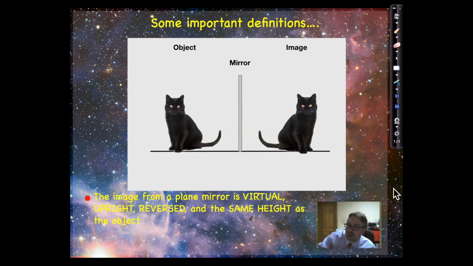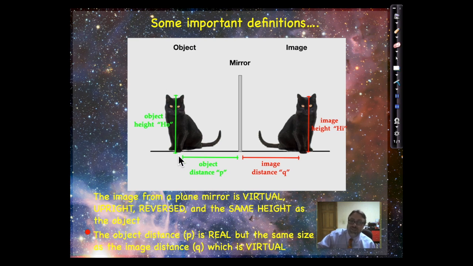So some important definitions of what we say. We say that the image from a plane mirror is virtual, upright, reversed, and the same height as the object. That's a lot of vocab. Let's cover it a little bit at a time. First off, the easiest one is the height. The measured height of the object we label with HO for height of the object. The image on a flat mirror, a plane mirror, always appears to have the same height as my object. So the height of the image is the same as the height of the object.